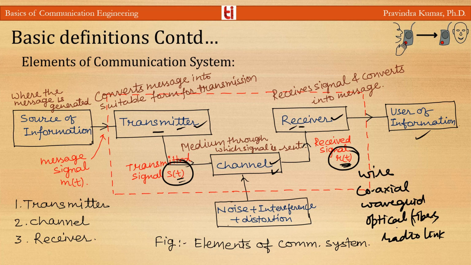Here, noise refers to the random and unpredictable electrical signal produced by natural processes, both internal and external, to the system. And filtering can be used at the receiver side to reduce the noise. Here, first, I will discuss the source of information. What are the sources of information here?